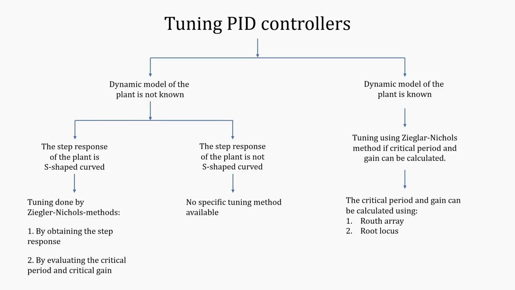Again, remember, we have taken two cases. One of the cases was when we did not have the transfer function. When we did not have the transfer function, we had two methods. First, we have to check whether the step response of the open loop transfer function is an S curve. If it is an S curve, then we go to the two methods, either open loop or closed loop. Which one you have to use? You have to take a call on that.